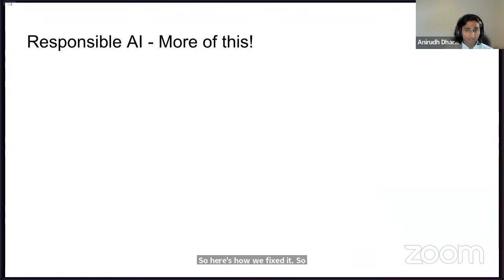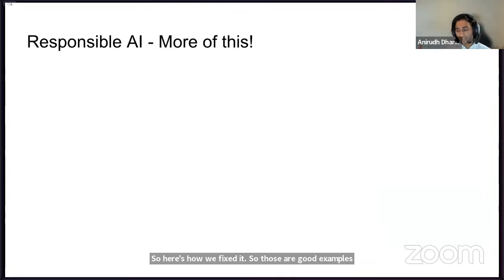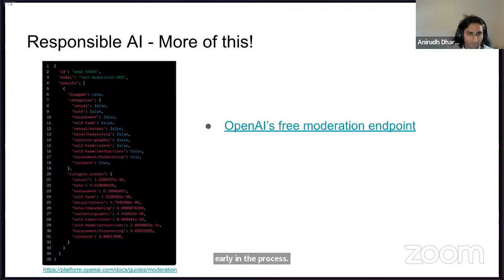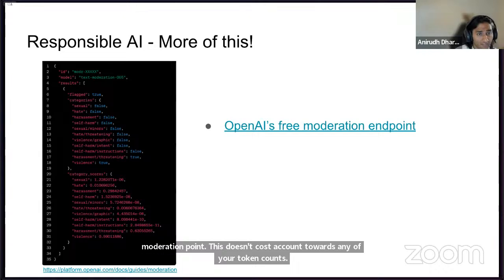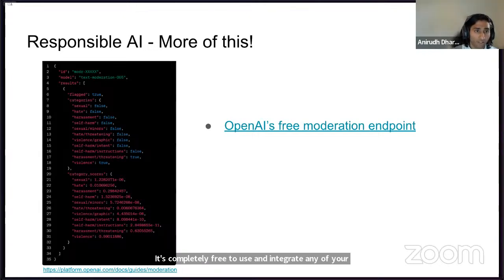So most of our good examples that I've found come from companies trying to responsibly tackle responsibility and accountability early in the process. An example that I really liked is OpenAI's free moderation endpoint. This doesn't count towards any of your token counts. It's completely free to use and integrate into any of your apps, and it basically gives you moderation on quite a few harmful categories, and so you can grade whether you want to allow inputs and outputs using this moderation endpoint. Making this freely available is definitely a good step, because then you spread it out. Whether it's always accurate is a different discussion, but I think it's the right step.